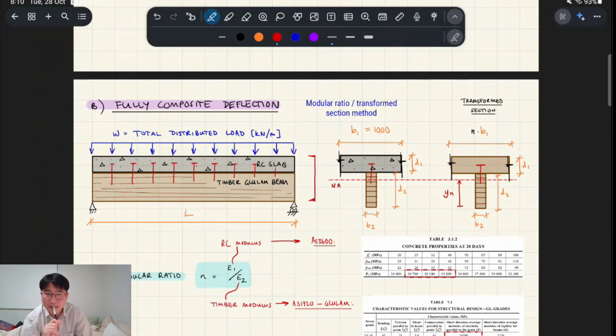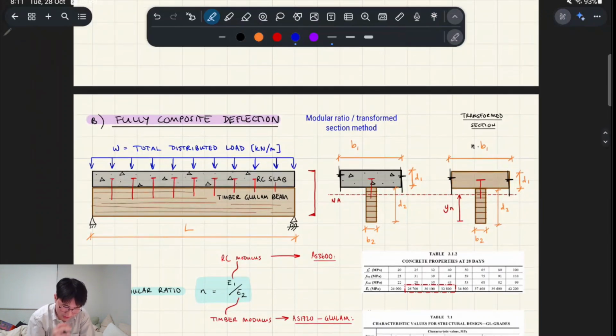I'm looking at this now and I realize B1's not always 1,000. Sorry, just take this as B1. Don't take it as 1,000, because it's more about an effective flange. Here's your effective concrete flange. I'm going to fix that in the notes after the video. But that's not always 1,000. I was thinking of something else.